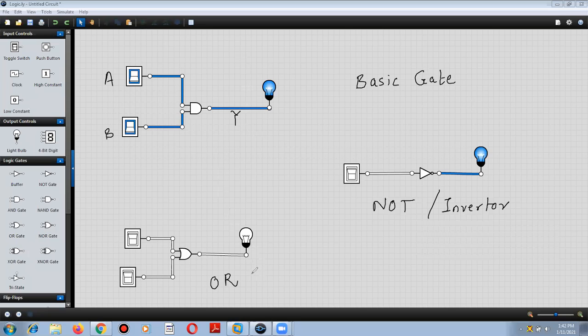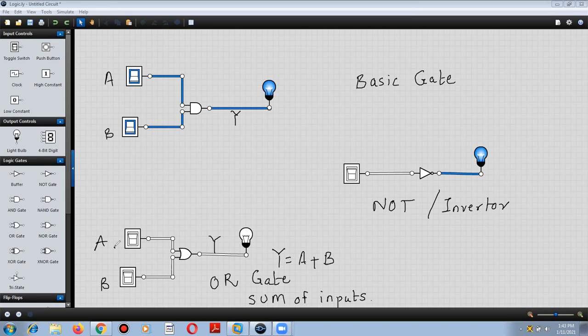Now here I have shown you the OR gate. The logical operation of OR gate, or the equation for the OR gate, can be given as y is equal to a plus b. Now let us verify this. Initially this is A input, B input, and this is Y output. So OR gate gives you the sum of inputs.